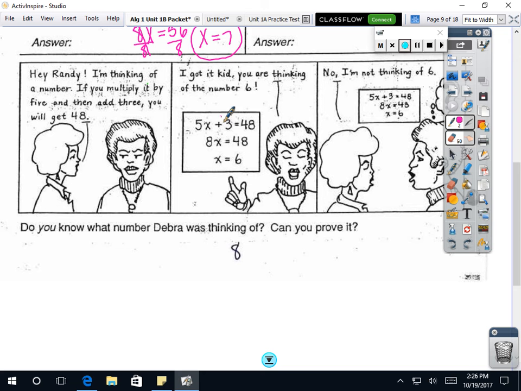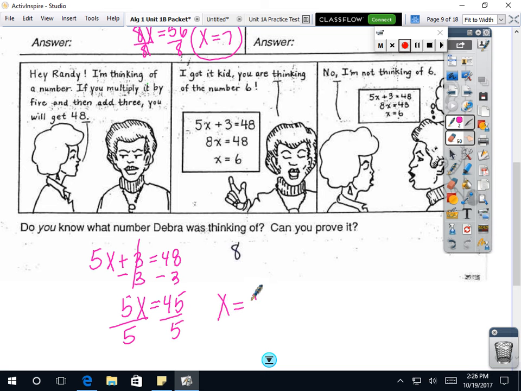Right. Why can you not add the 5 and the 3? Right, they're not like terms. This 5 has an x, the 3 doesn't. You cannot combine them. What should he have done? Right, so let's go ahead and do that. If you subtract 3, the right side becomes 45. And then when you divide by 5, you get 9. Okay, let's now check that. If you take 9 and you multiply it by 5, that would be 45, and if you add 3 to that, you get 48.